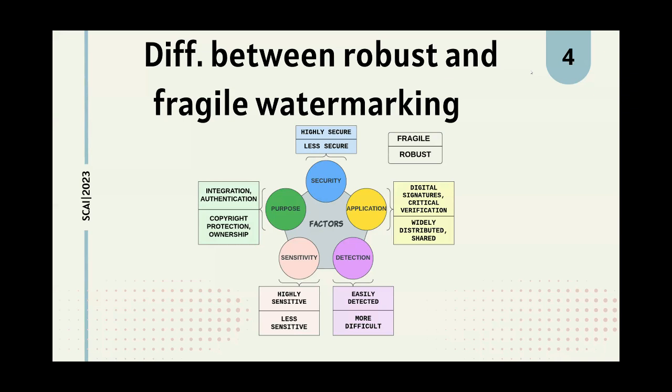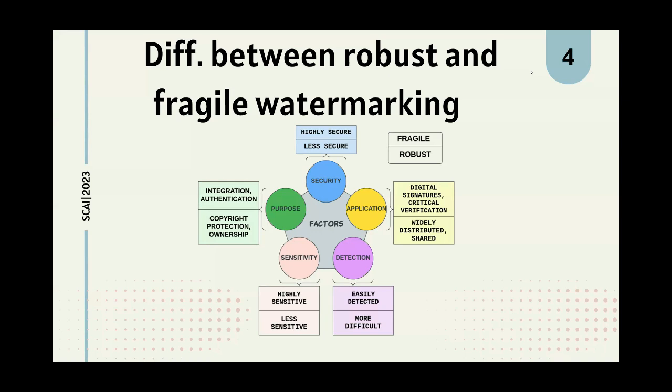Robust watermarking is majorly used on images where the receivers are very large in number, that is, widely distributed. Now, if I talk about the detection process, in the case of fragile watermarking, it is easily detected.